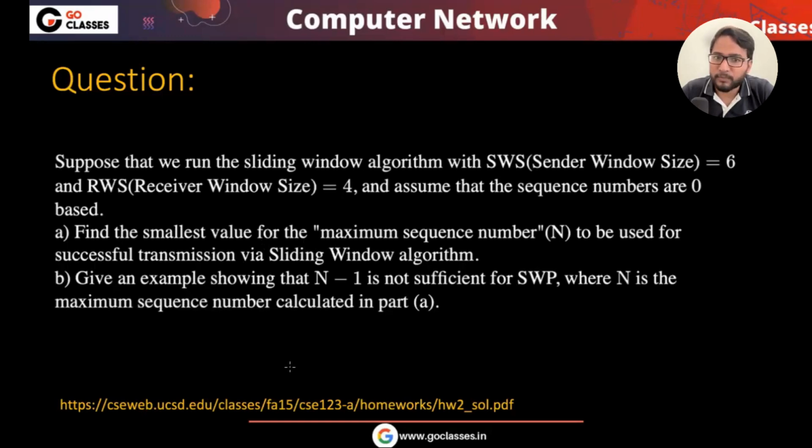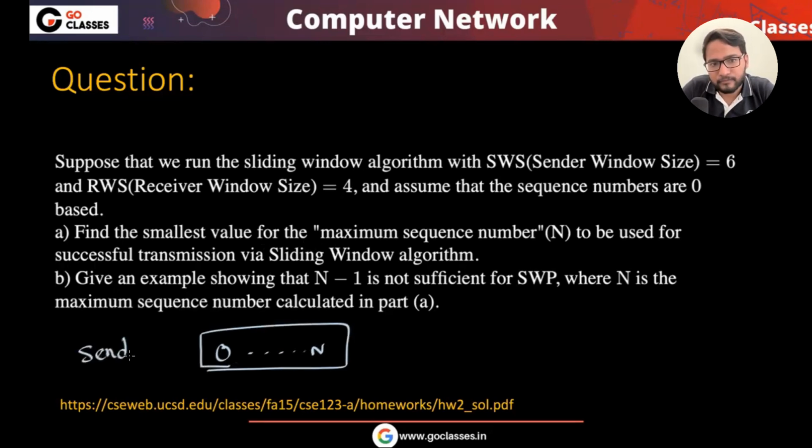Find the smallest value for the maximum sequence number to be used for success, which means they are saying that, okay, starting from 0, what should be the sender window size? I mean, from 0 to what number? They are saying if it is from 0 to n, then what is the value of n? If this is the sender window, then what is the value of n?